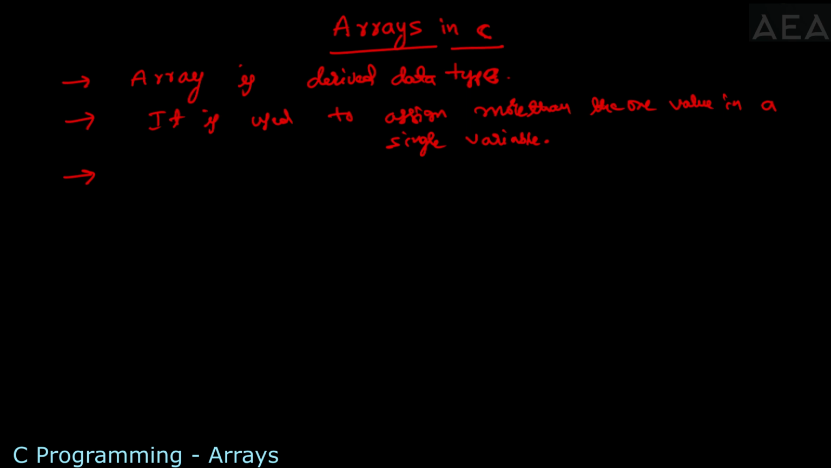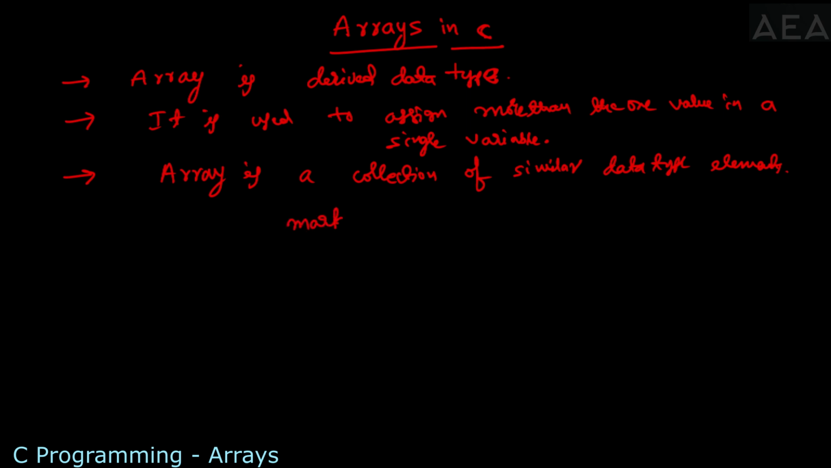An array is also called a collection of similar data type elements. For example, I want to take the marks of the student. I am writing it as marks, collecting all those marks like 70, 80, 85, 74, and I wrote all these marks within a single variable name only. This type of representation is called an array.